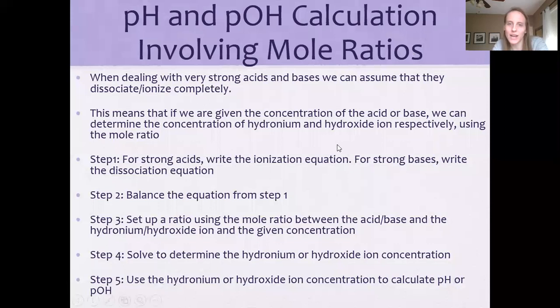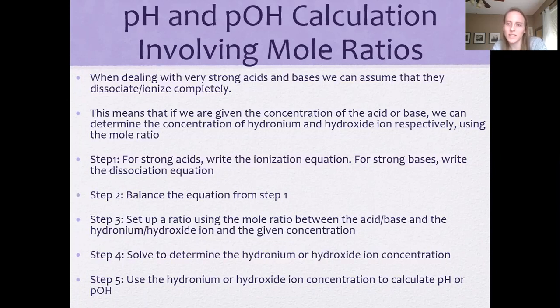Okay, the last thing we're going to look at is how to do pH and pOH calculations that involve the mole ratio. So of course, anytime we're talking about the mole ratio, you always have to start with a balanced chemical equation. If we're dealing with strong acids and bases, we're going to assume that the strong acids dissociate completely. Strong acids will ionize completely, strong bases will dissociate completely. So that means that if you're given the concentration of the acid or base, we can then determine the concentration of hydronium and hydroxide ions using the mole ratio.